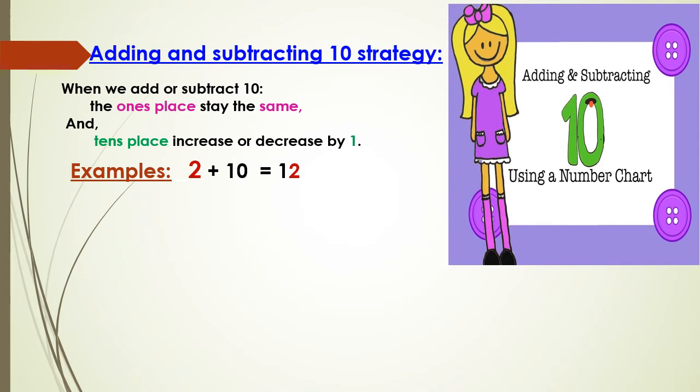The next problem, 4 plus 10. We can apply here the adding 10 strategy, okay? So look at 4. The place of 4 is ones place. So we will copy 4 as it is. So 4 becomes 4. And look at the tens place. There is an invisible 0 here. Okay? So 0 plus 1 because it's an addition problem. 0 plus 1 equals 1.